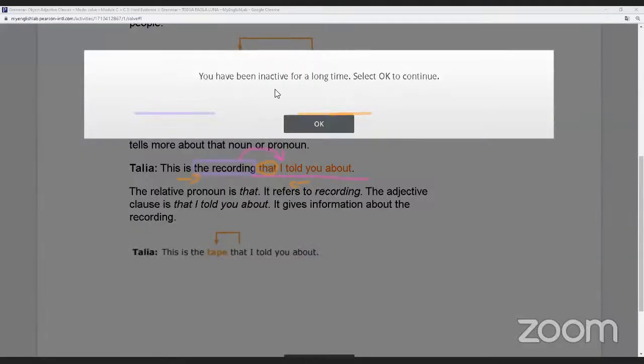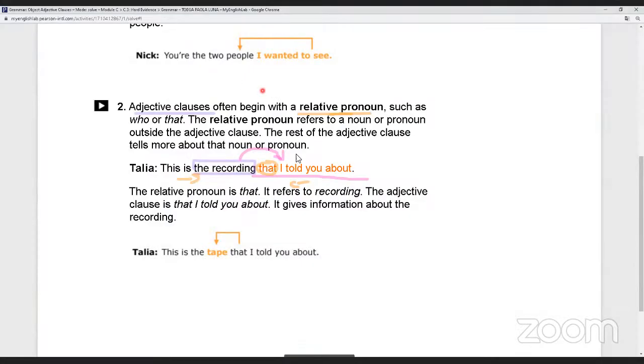We have an example in point number 3, I guess, right? The rest of the adjective clause also tells more about the noun or pronoun, okay? The relative pronoun is that, and it refers to recording. The adjective clause is that I told you about. It gives more information about the recording. So everything, as you can see, is about the noun, about the object, the recording. The whole sentence is talking about the object, the recording.